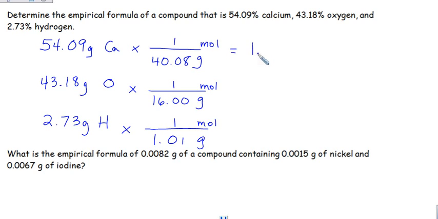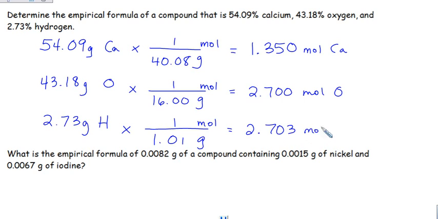So maybe 350-ish moles of calcium. Ooh, I like this. About 2.7 moles of oxygen. Cool. Like 2.703 moles of hydrogen. Now these are not whole numbers and they're not close enough to round, but can you see the ratio? Yeah, I bet you can. This is probably going to be a ratio of 1 to 2 to 2.